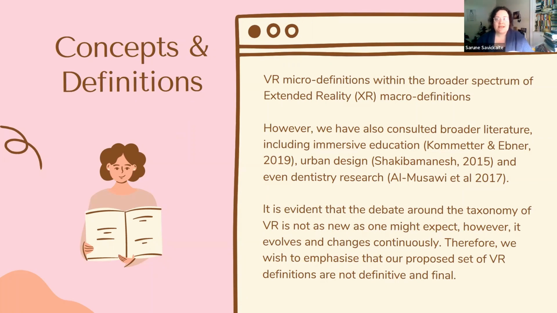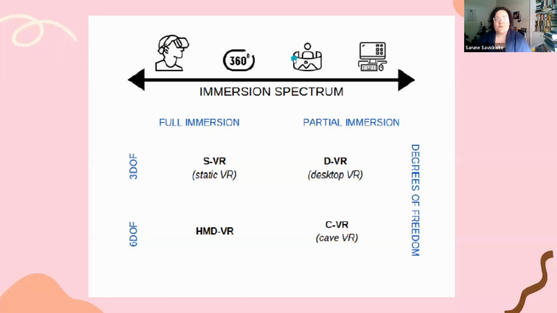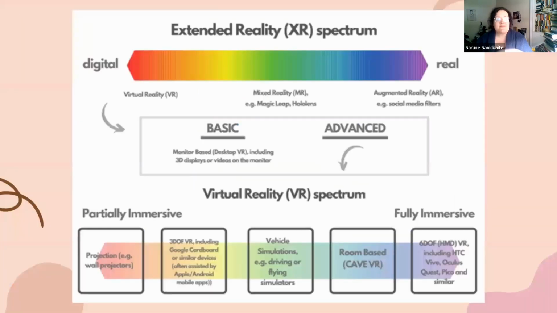The topic of how we define virtual reality, and what virtual reality actually is, seems to extend beyond just autism research. You can find it in immersive education, urban design, dentistry research, and many other types of research. This debate still continues. And although we emphasize mostly the technology-centered approach, that's not definitive, and that's not the only way to define virtual reality.